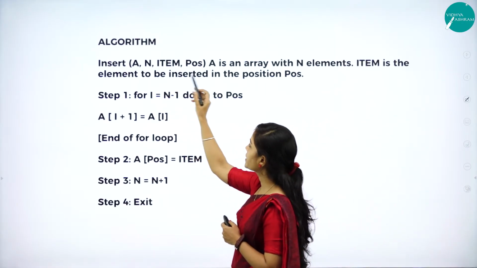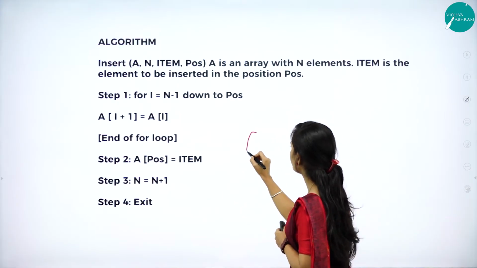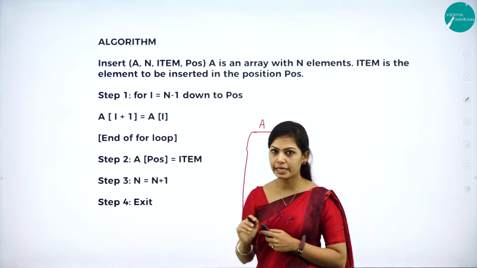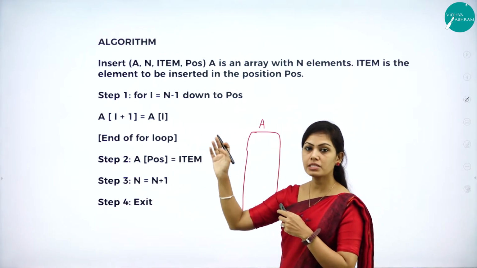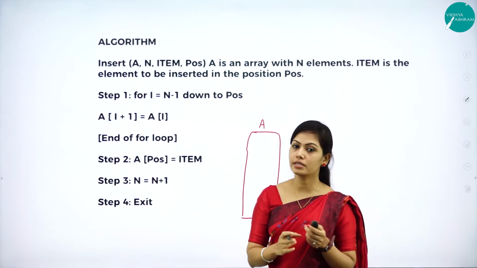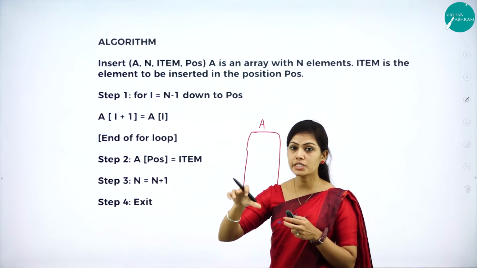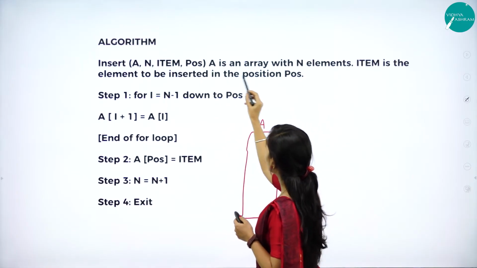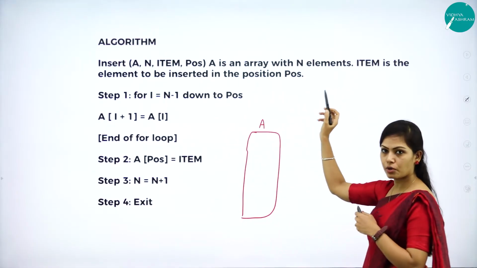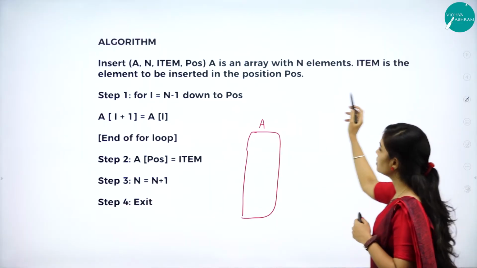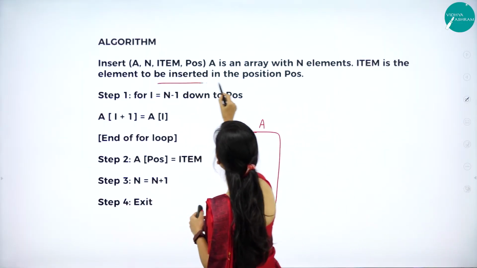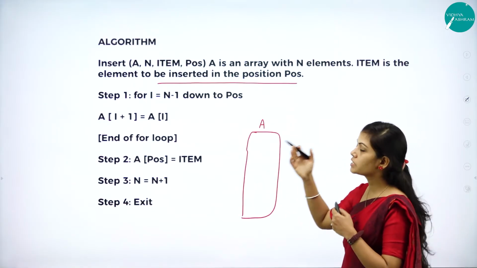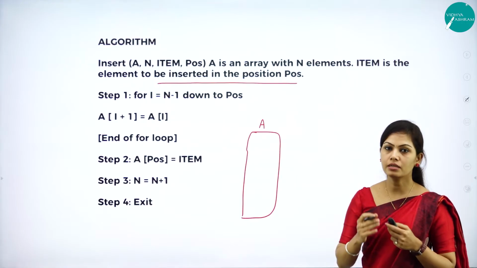Insert A, n, item and position. A means the name of the array. N means the number of elements. So, what is the item? Item means which item you are going to add, and position means in which position you are going to add the item. So, here A is an array with n elements. Item is the element to be inserted in the position POS. POS means position, the position in which you are going to add the element.